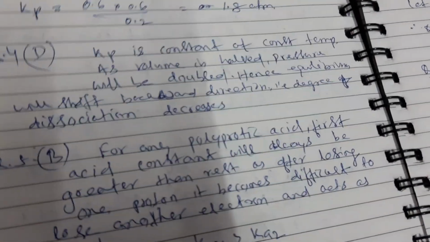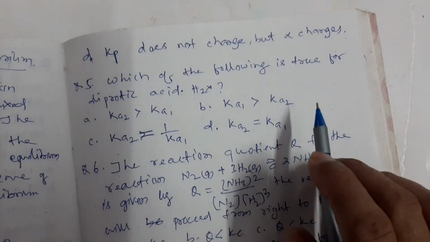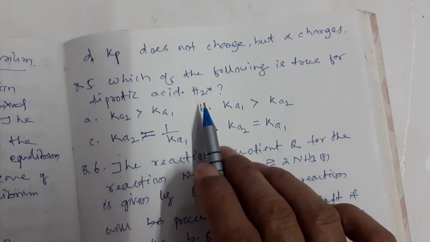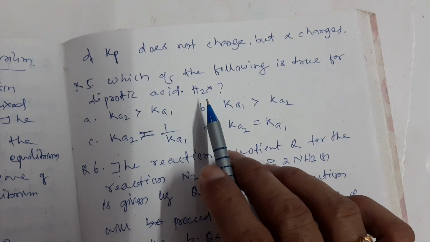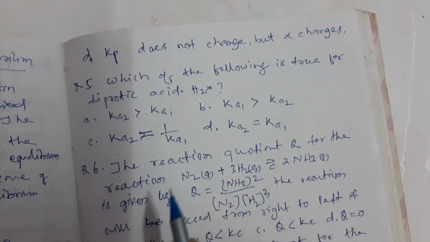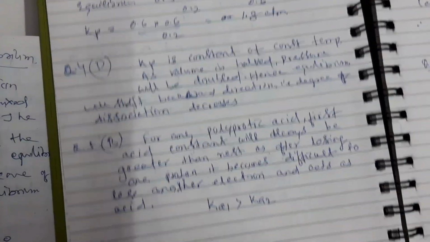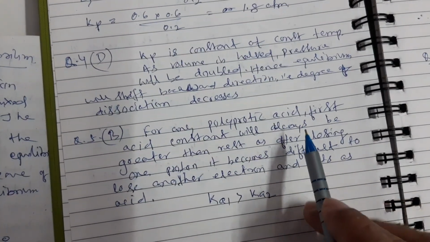Next question, question number 5. Which of the following is true for diprotic acid? Diprotic acid means giving 2 H+ ions. Okay, you see, this is when it is a diprotic acid. What happens for any polyprotic acid?